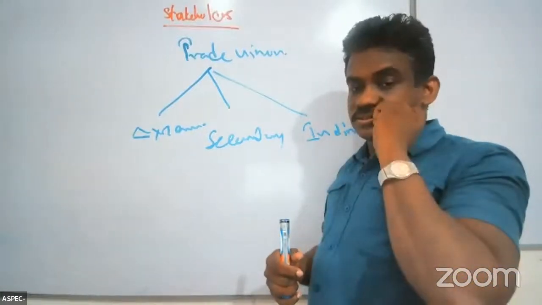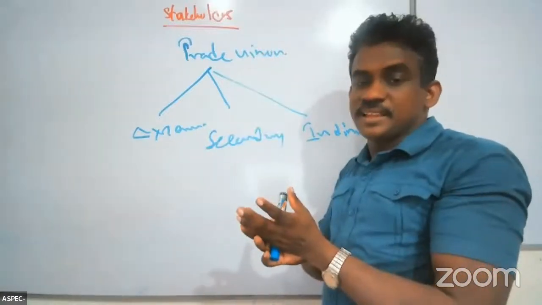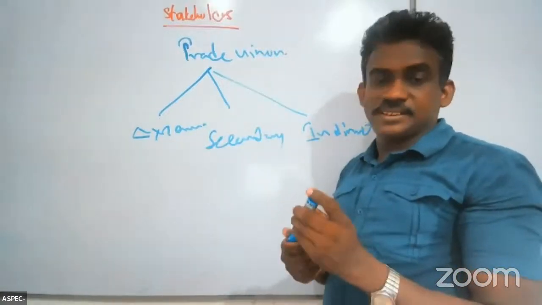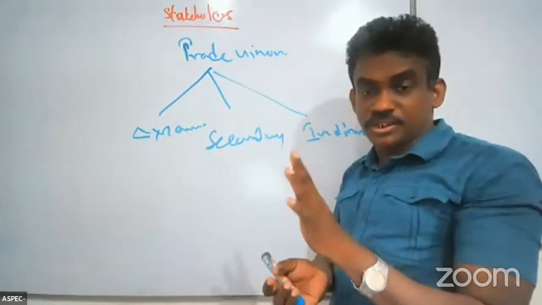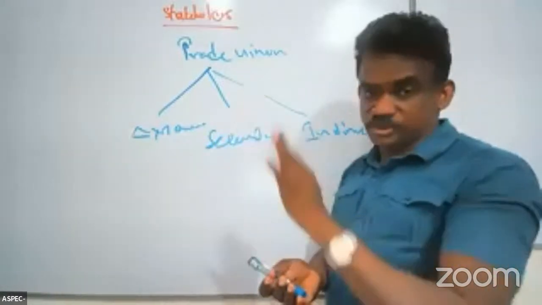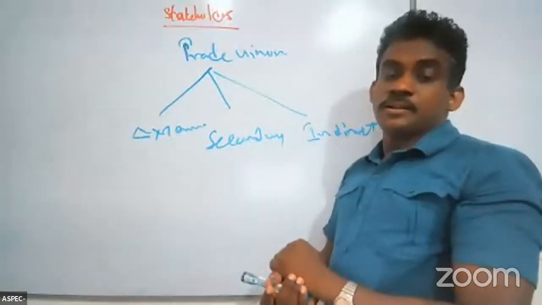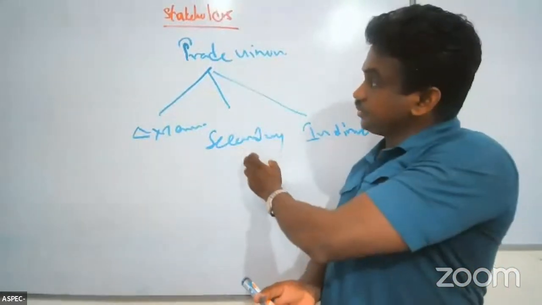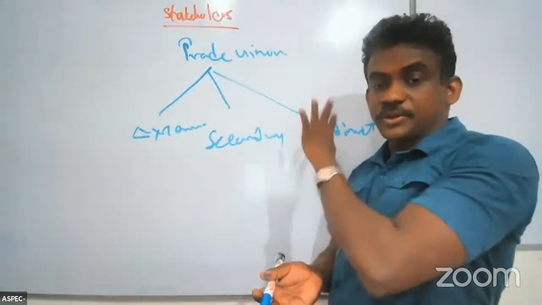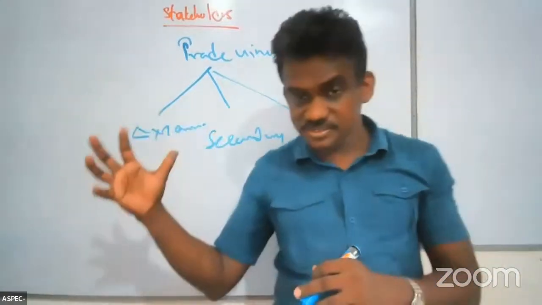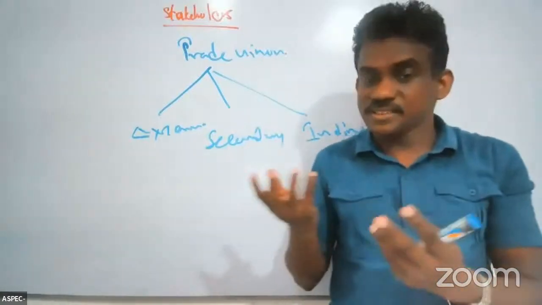Trade unions are external stakeholders. Although workers are in the business, the trade union organization we consider as an external, secondary stakeholder, not directly involved in the business activities. Employees are involved, therefore we consider employees as the primary stakeholders. Trade unions we consider as secondary stakeholders. They are indirectly involved in the business activities.